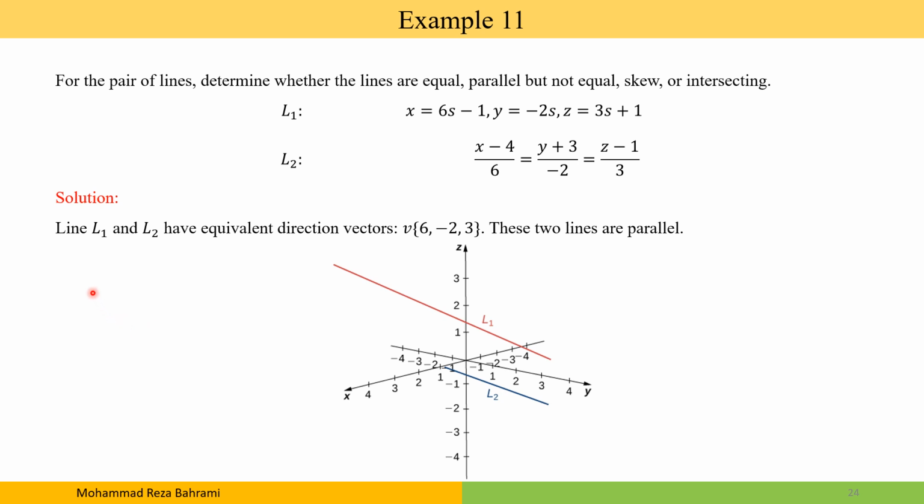So the last example here, we have a pair of lines and we want to determine whether they are equal, parallel but not equal, skew, or intersecting. In this case, from here we can say that the direction vector of the first one is 6, minus 2, and 3. And from the second one, we have 6, minus 2, and 3. So they are equivalent. They have the same direction vectors. So in this case, direction vectors are proportional to each other. So we can say that these two lines are parallel.